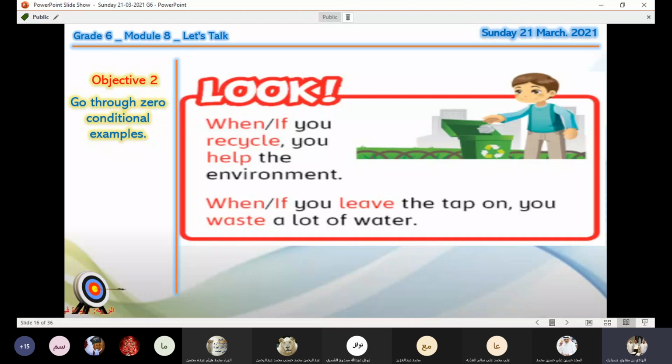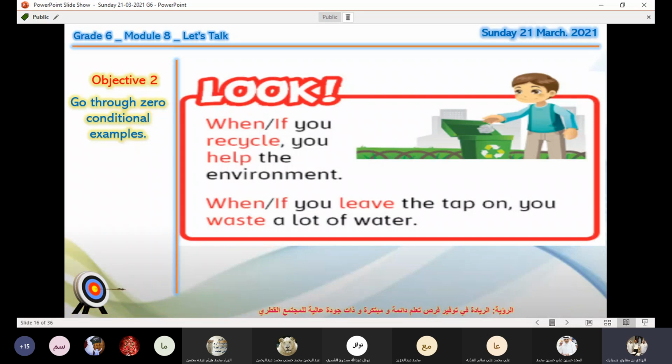If you recycle, you help the environment. So look, please, the sentence contains two parts, if you like, two clauses, okay? The first clause is called the if clause. So the clause that contains the word if. In the first clause, if you pay attention here, you have the present tense, which is leave. So the verb in the present simple.